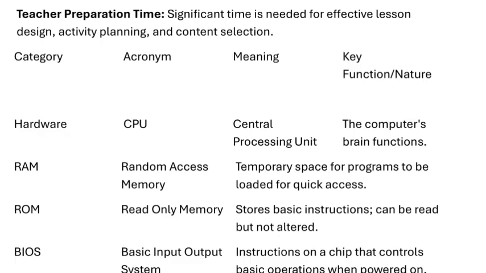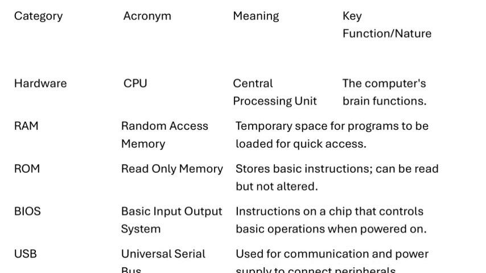Category, acronym, meaning, key function/nature. Hardware: CPU, central processing unit, the computer's brain functions. RAM, random access memory, temporary space for programs to be loaded for quick access. ROM, read-only memory, stores basic instructions, can be read but not altered. BIOS, basic input-output system, instructions on a chip that controls basic operations when powered on.